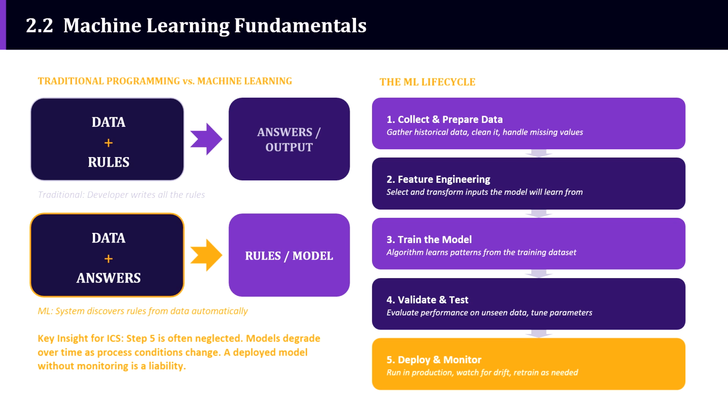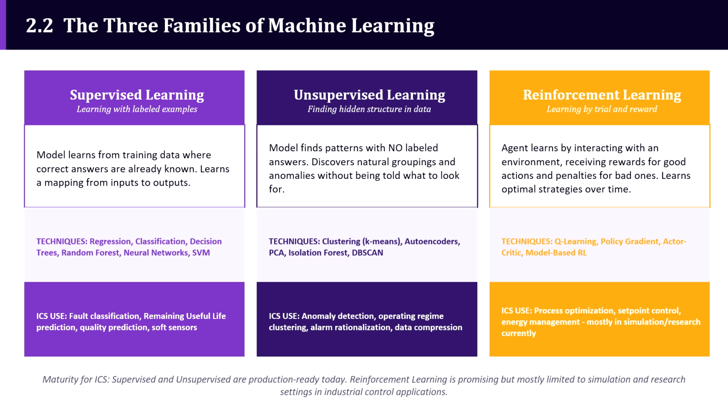I want to highlight this specifically for industrial control system practitioners. Industrial processes change over time. Equipment wears. Process conditions shift. Feedstock properties vary. A model trained on data from 6 months ago may not perform correctly on today's process. This degradation is called model drift, and without active monitoring, it's invisible until the model starts giving wrong answers, potentially dangerous wrong answers. Now, let's go one level deeper into machine learning and look at its three main families.